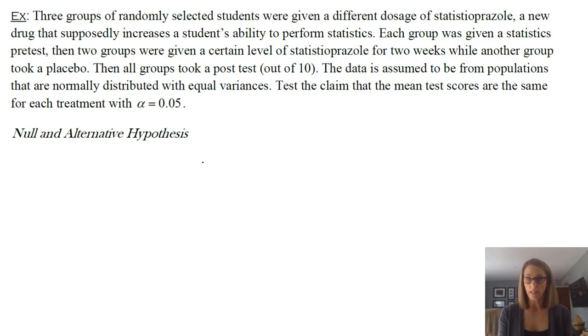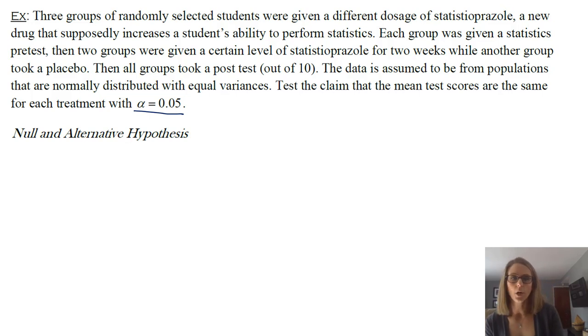We want to see, with the mean test scores from these 3 groups, how close are they to each other, or is at least one of them very different? We're going to do that with an alpha of 0.05.